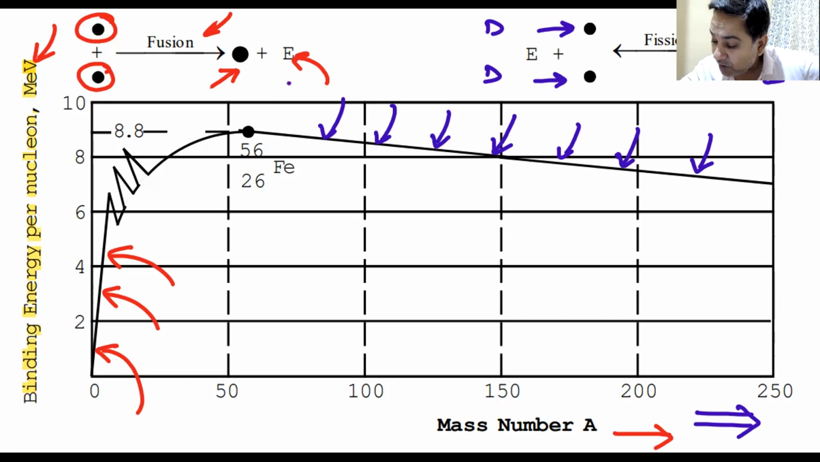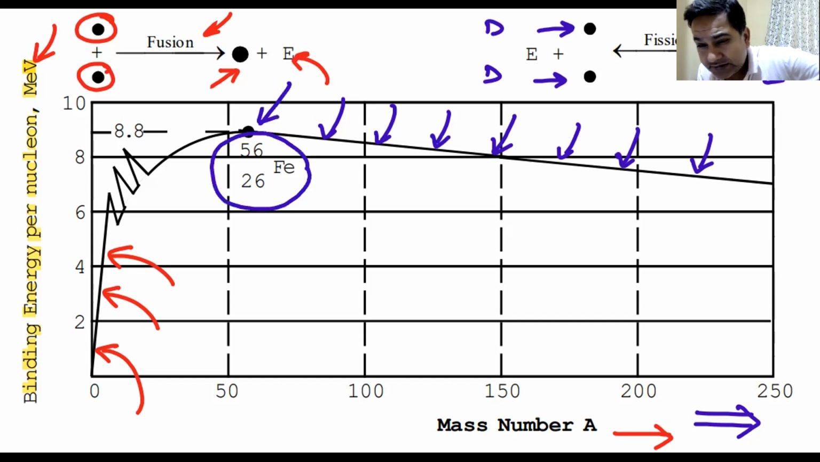And as you can see on the top of the peak, there is one nucleus which is the most stable one, and that is iron Fe-56, 26. 26 is obviously the atomic number, 56 is the mass number. This is the most stable nuclei that we have found in the universe, in the entire periodic table. There might be other elements which we'll discover with time, but this is probably going to be the most stable nuclei that we will find.